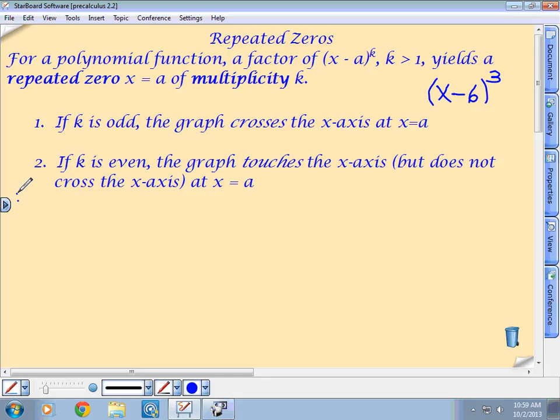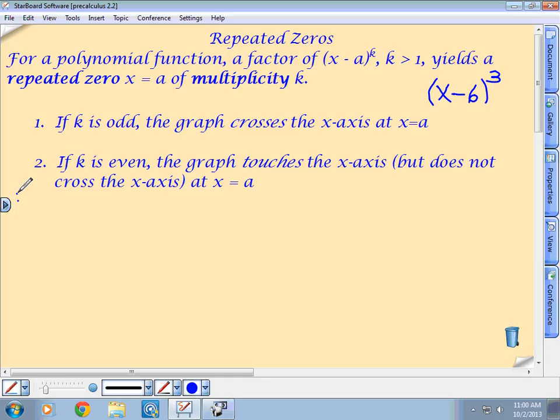If k is even, the graph touches the x-axis. So notice if it's odd, it's crossing the x-axis. If it's even, the graph touches the x-axis, but does not cross. That's where either a relative minimum or relative maximum will be. Depending on whether your coefficient is positive or negative, whether it's falling to the right and left, or rising to the right and left, will determine whether your vertex is a minimum or a maximum.